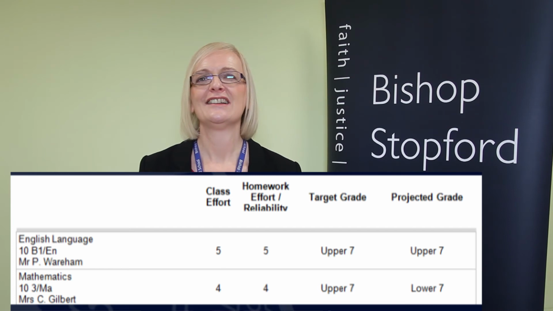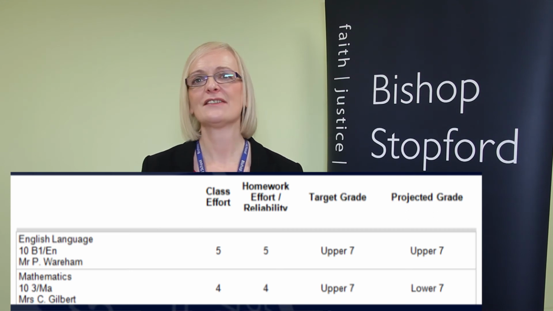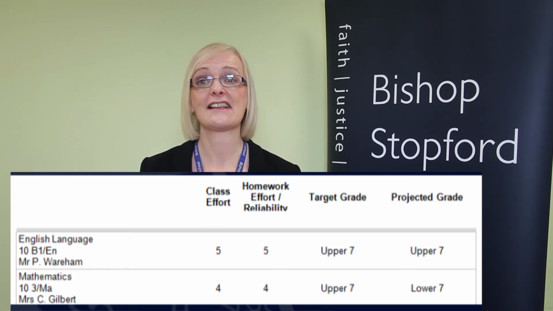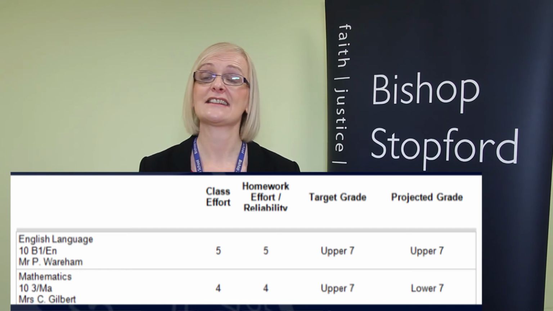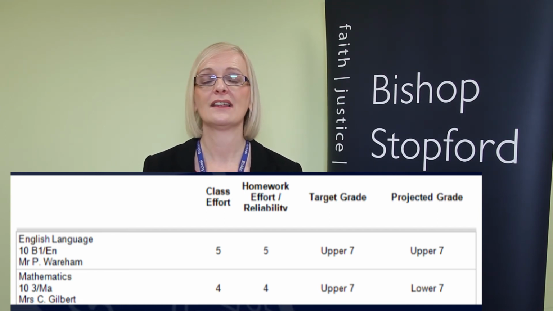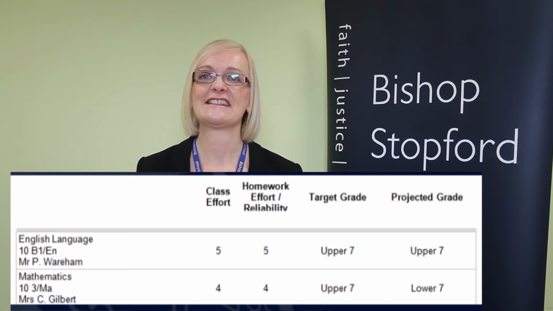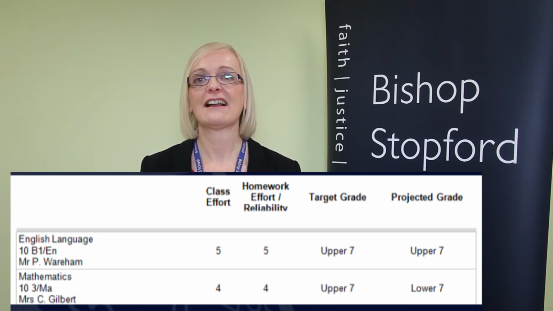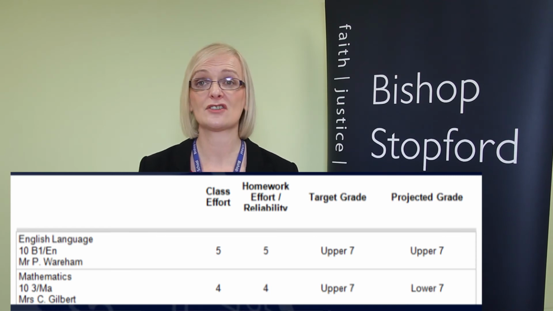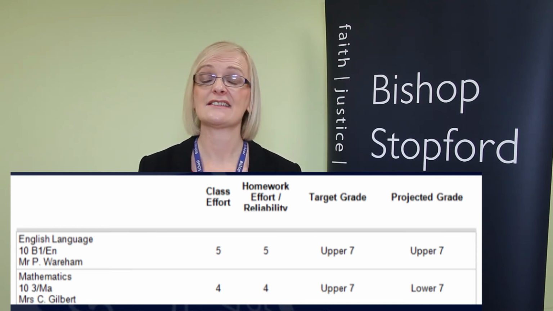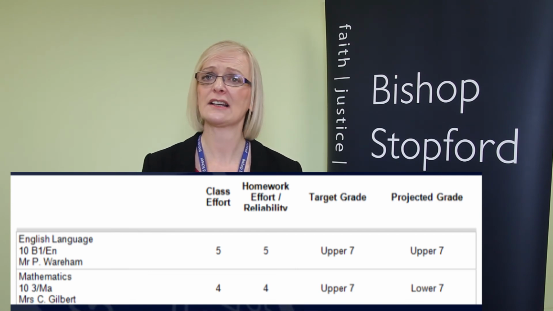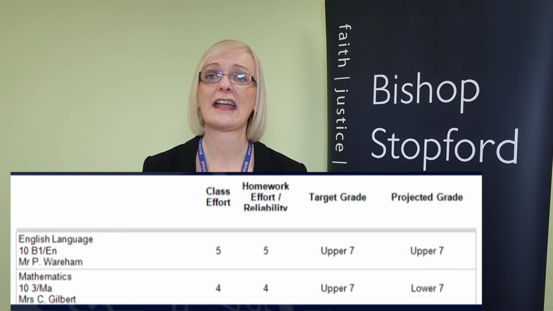So, for example, the student here is targeted by the English teacher an upper 7. The effort and the reliability is a 5, the highest it can be, and the teacher has said, taking into account all of the student's work and all that they've noticed, they're on target for that upper 7 if they continue as they are. In maths, the student is also targeted an upper 7, and their classwork effort and their homework effort is a 4, it's good effort. And at the moment, the teacher is saying, taking into account everything, it's looking more like a lower 7. So there is some work to do to get to that upper 7, but a 7 is still on track.